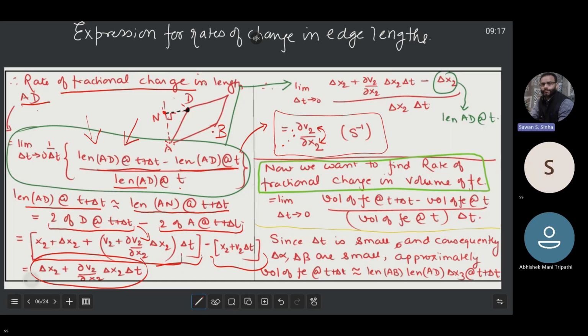Next, we want to find the rate of fractional change in the volume of the fluid element. Fractional change in the volume, which we define in this manner. Vol means volume: volume of the fluid element at time t plus delta t minus volume of the fluid element at time t, divided by the original volume at time t, then 1 over delta t here, because it is a rate at which things are changing. You set delta t to this limit. That's what we are interested in finding.